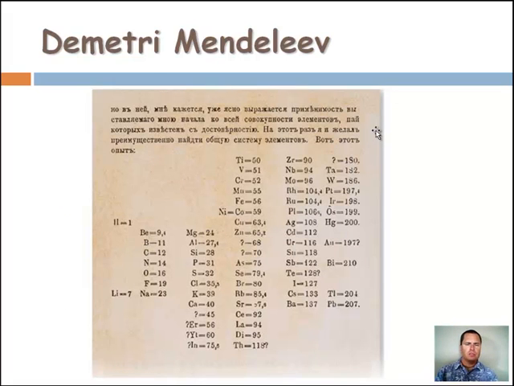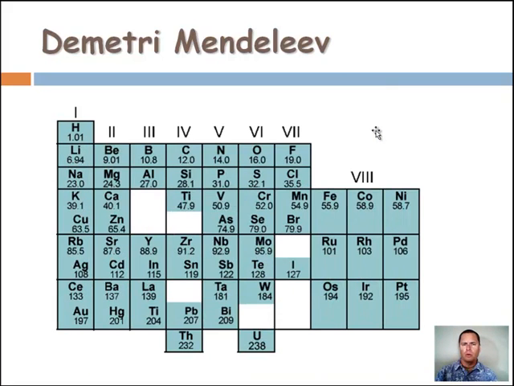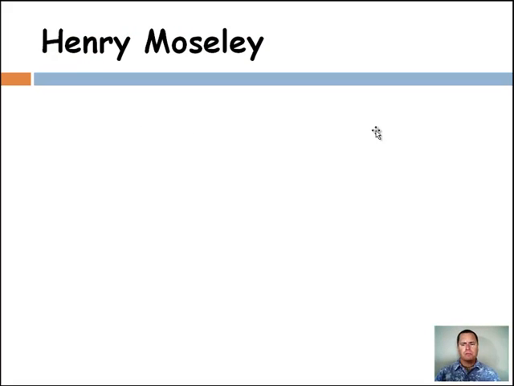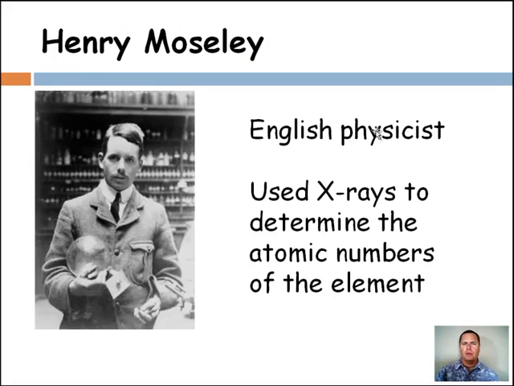This is what Dmitri's original periodic table looked like. If we put it in a form that we're more familiar with today, it looks something like this. And you'll see these yellow blocks are the missing elements, or the places where he said, hey, there should be something here, but we haven't discovered it yet, so I'm just going to leave it blank. Pretty impressive.